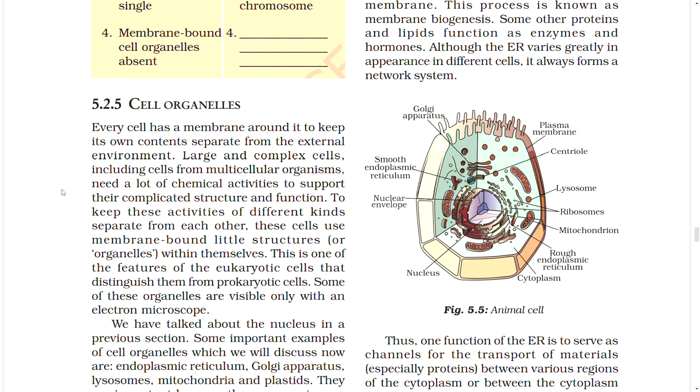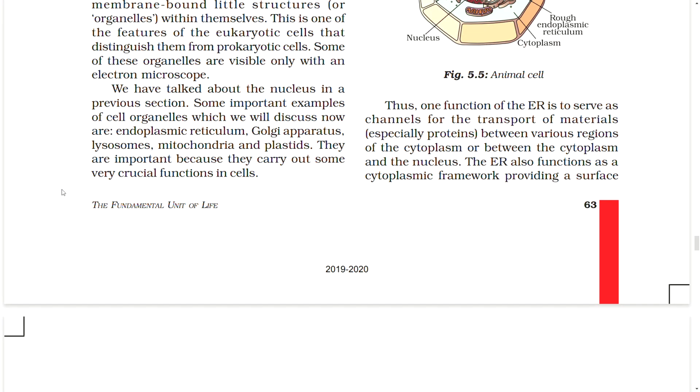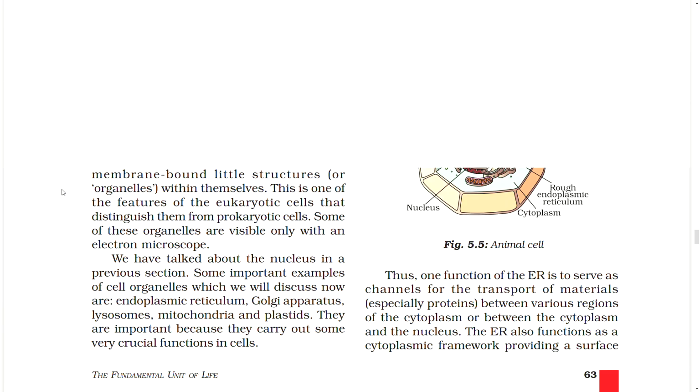Some of these organelles are visible only with an electron microscope. We have talked about the nucleus in a previous section. Some important examples of cell organelles which we will discuss now are endoplasmic reticulum, Golgi apparatus, lysosome, mitochondria, and plastid. They are important because they carry out some very crucial functions in cells.